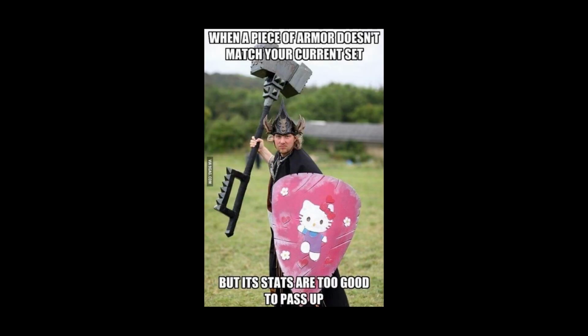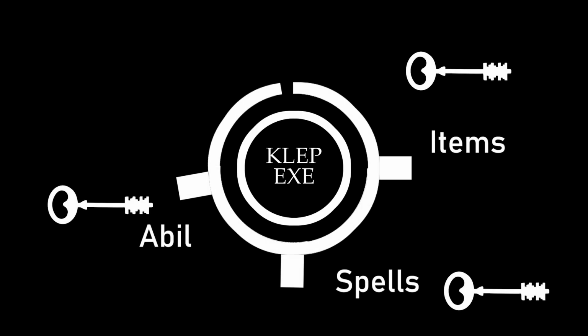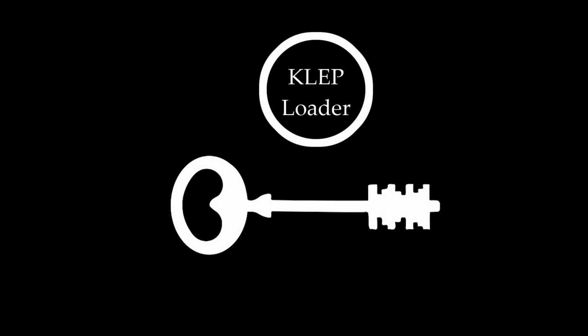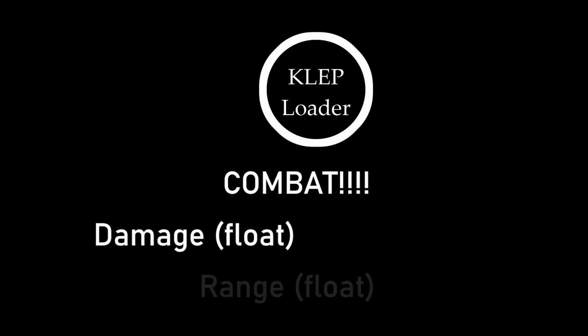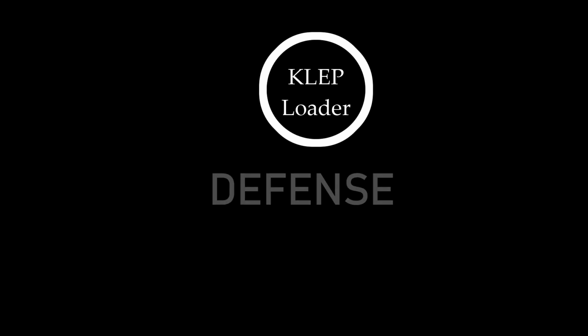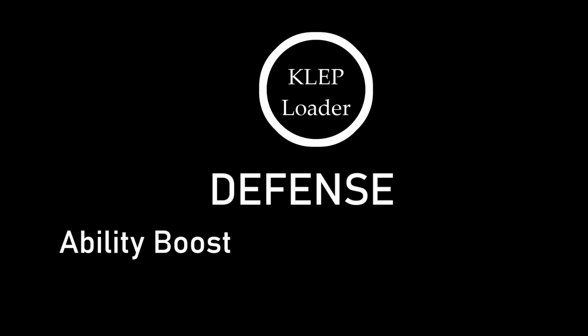Let's say you're developing a role-playing game that features a bunch of items, spells, and abilities, and each one is represented by a KLEP key. These keys are used to unlock different capabilities or interactions within your game, and each key is associated with a key loader, which defines its properties. For instance, loader A might be configured for offensive abilities, defining properties like damage, range, and cooldown. Loader B might be designed for defensive spells, including properties like defensive boost, duration, area of effect.